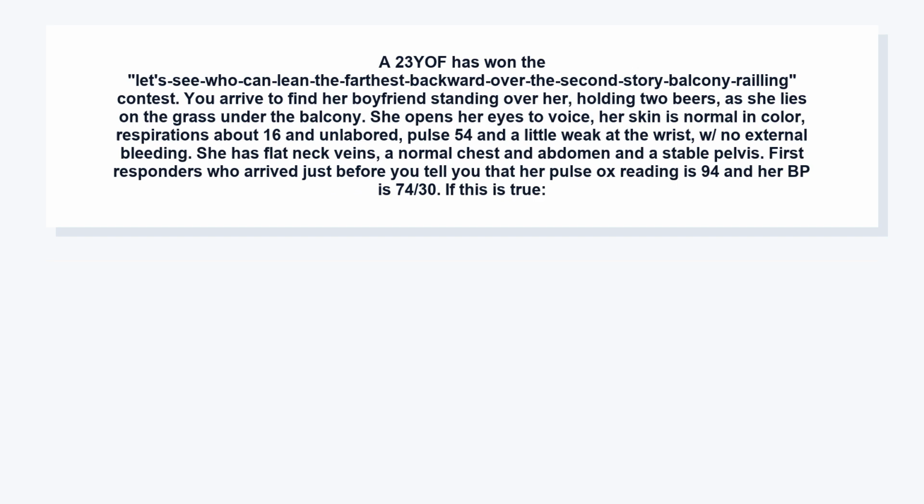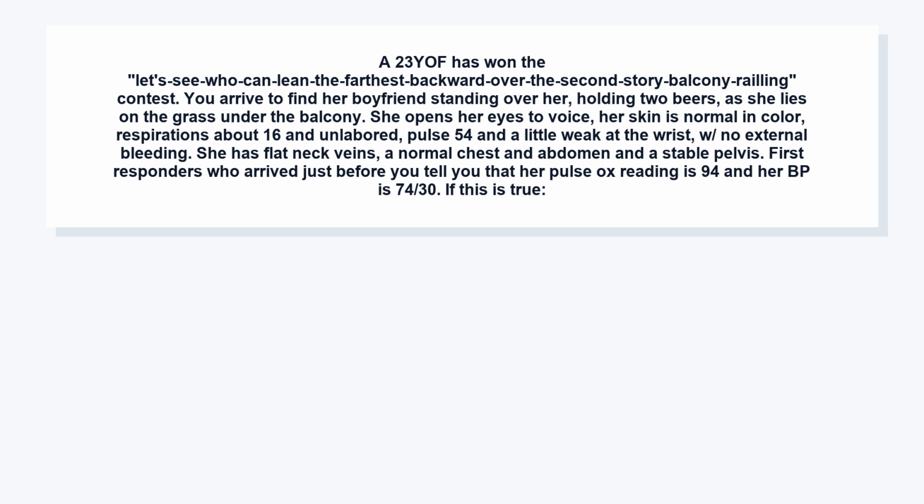A 23-year-old female has won the Let's See Who Can Lean the Farthest Backward Over the Second-Story Balcony Railing contest. You arrive to find her boyfriend standing over her, holding 2 beers, as she lies on the grass under the balcony. She opens her eyes to voice, her skin is normal in color, respirations about 16 and unlabored, pulse 54 and a little weak at the wrist, with no external bleeding.